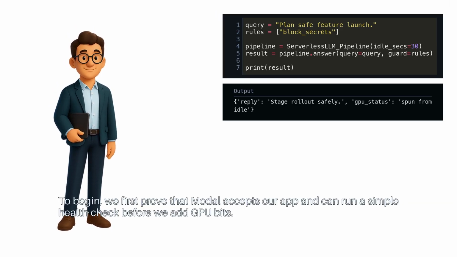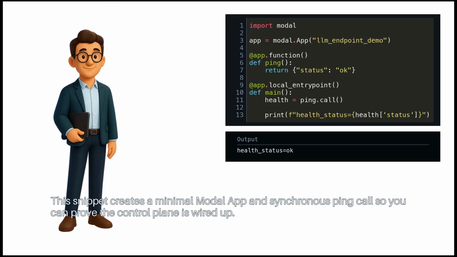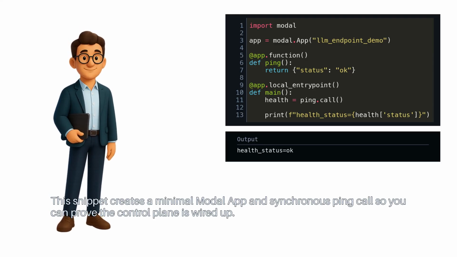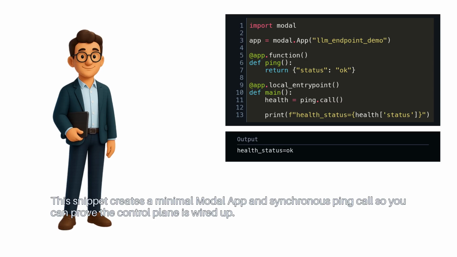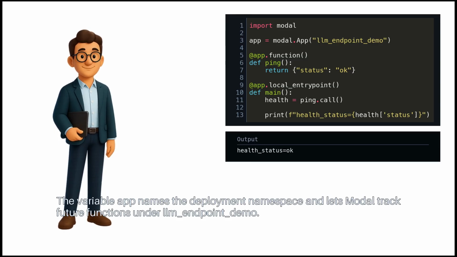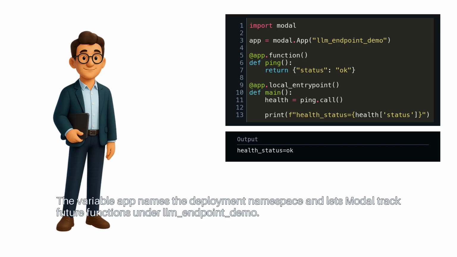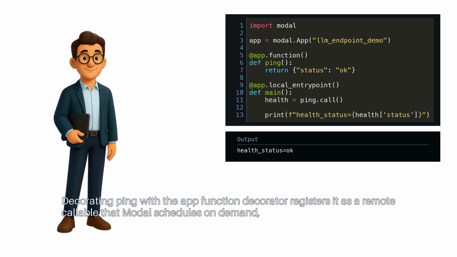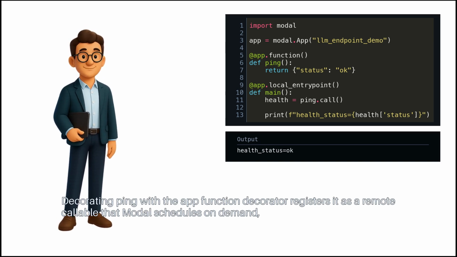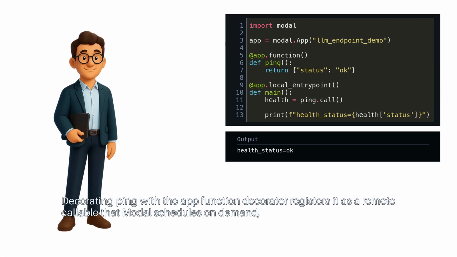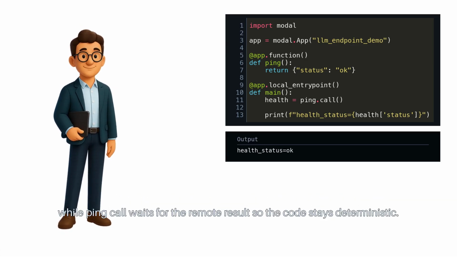To begin, we first prove that Modal accepts our app and can run a simple health check before we add GPU bits. This snippet creates a minimal Modal app and a synchronous ping call so you can prove the control plane is wired up. The variable app names the deployment namespace and lets Modal track future functions under LLM endpoint demo. Decorating ping with the app function decorator registers it as a remote callable that Modal schedules on demand, while ping.call waits for the remote result, so the code stays deterministic.